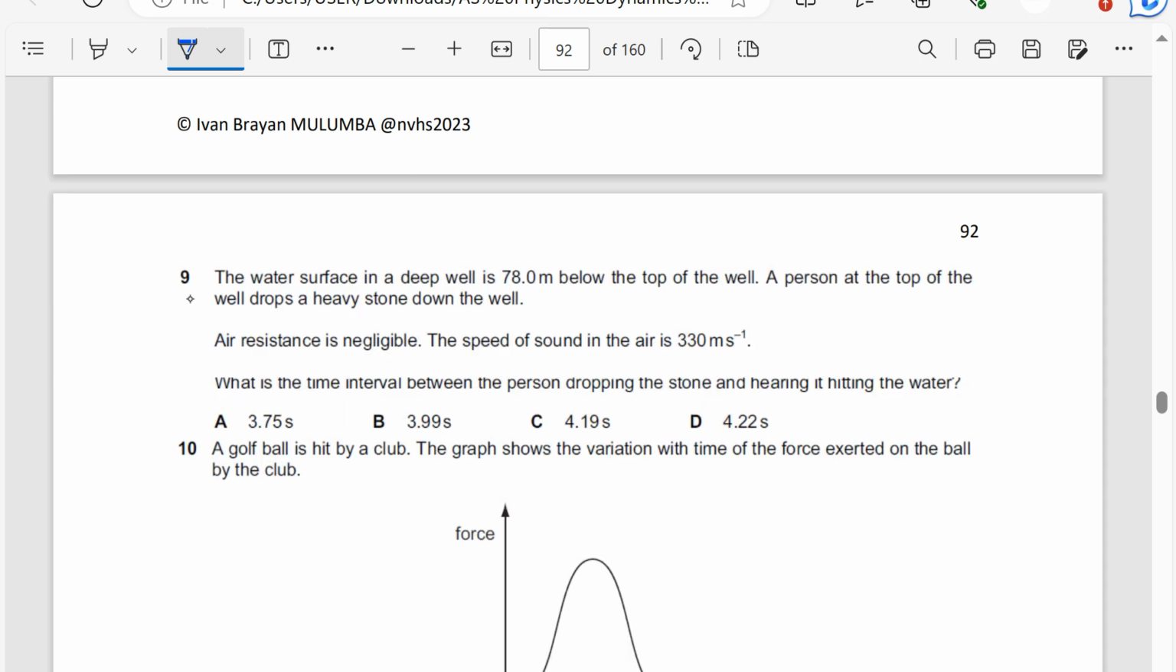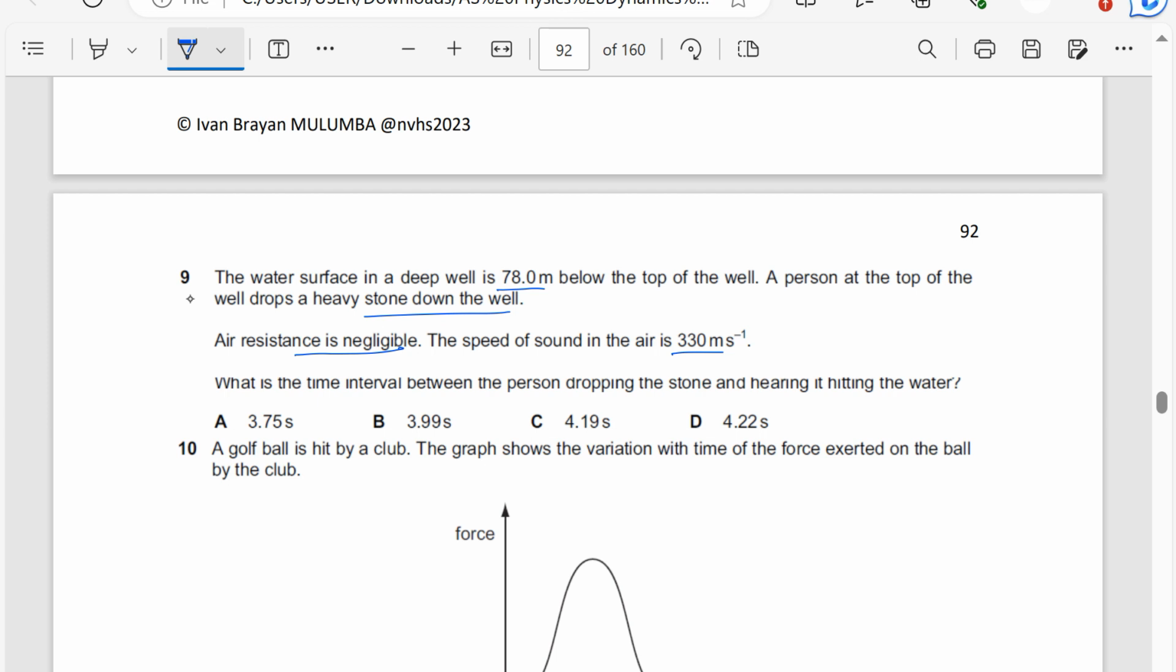The water surface in a deep well is 78 meters below the top of the well. A person at the top of the well drops a stone down the well. So initial velocity is 0 because it is dropped. Air resistance is negligible, meaning the acceleration is constant. The speed of sound in the air is 330 meters per second. What is the time interval between the person dropping the stone and hearing it hit the water?